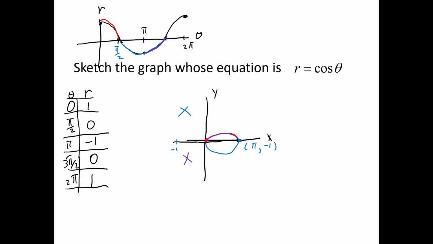So let me start this again. Something's not right.